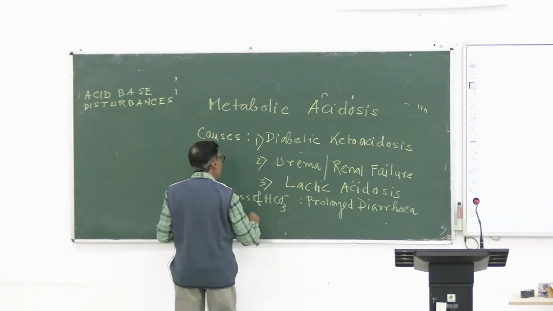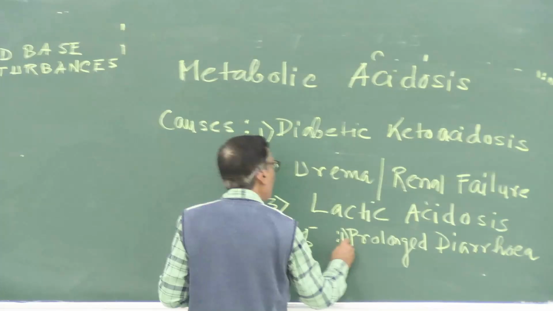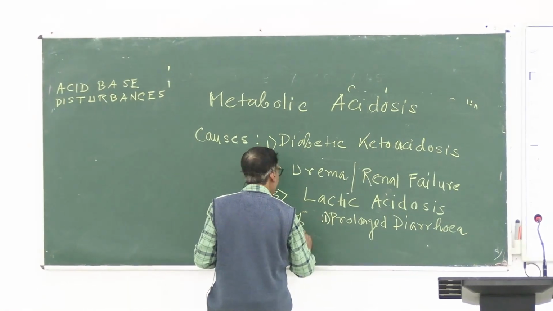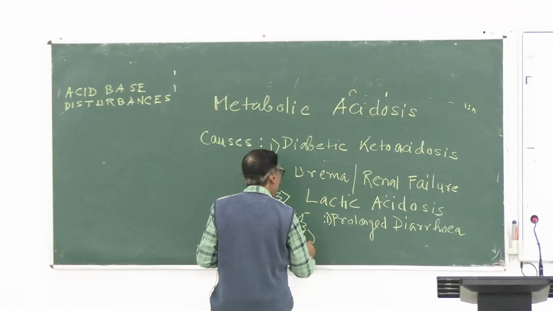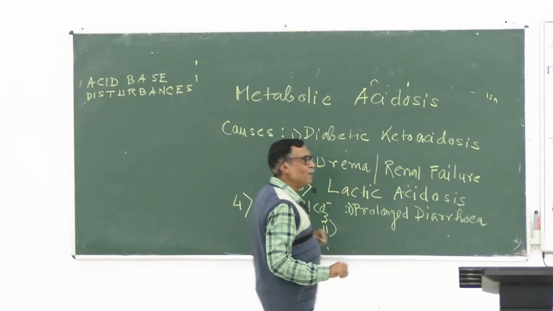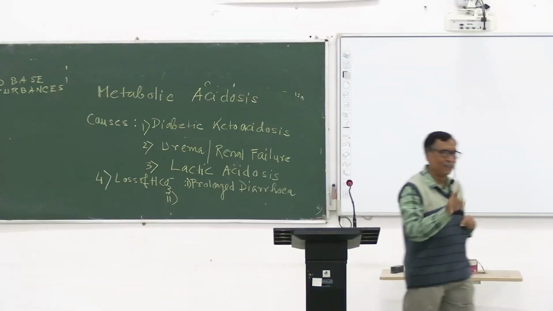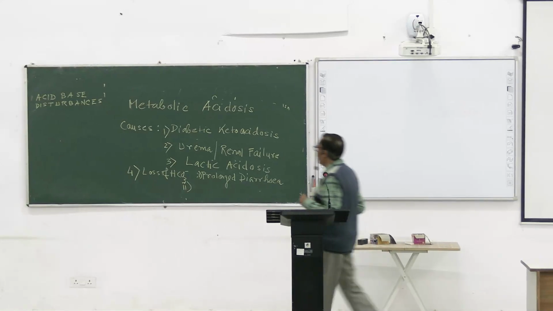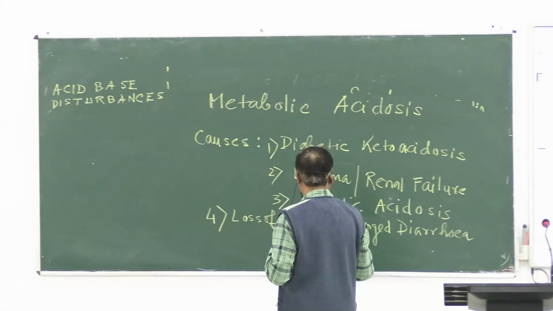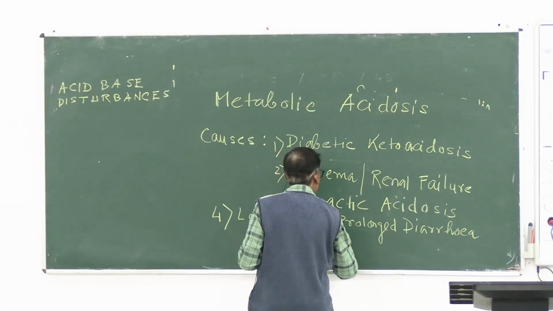That was through stool. Through urine there can also be loss of bicarbonate, and that condition is known as renal tubular acidosis. Loss of bicarbonate through urine.